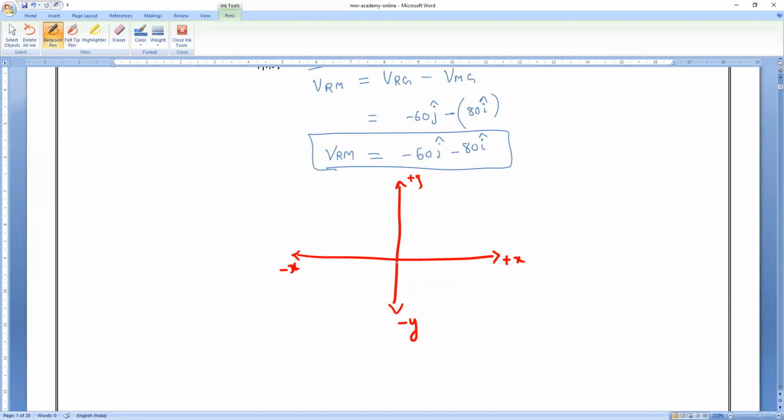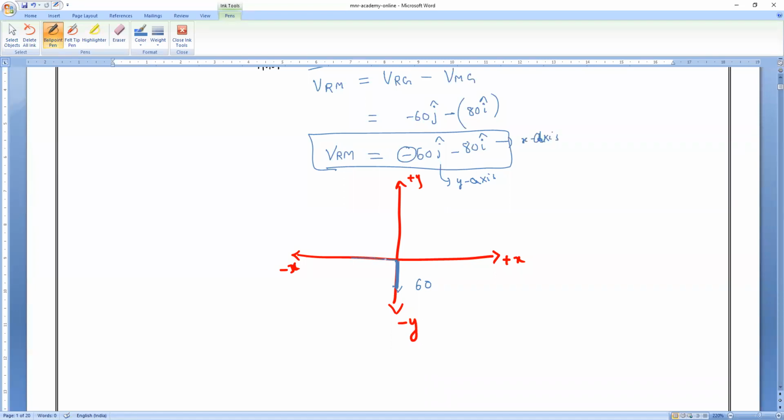As we know, what is the resultant? Minus 60 j cap. J cap means what axis, y axis or x axis? It is the y axis, and it is a minus, so it is the downward direction. The magnitude of it is 60. And this one, minus 80 i cap. I cap means the x axis, and it is minus.